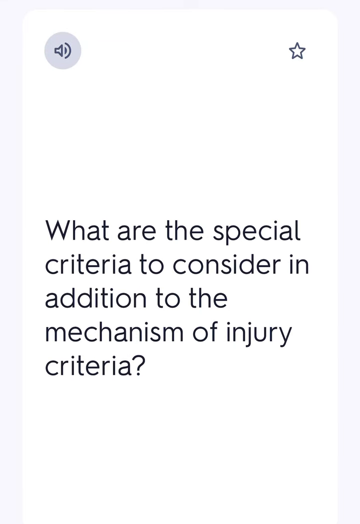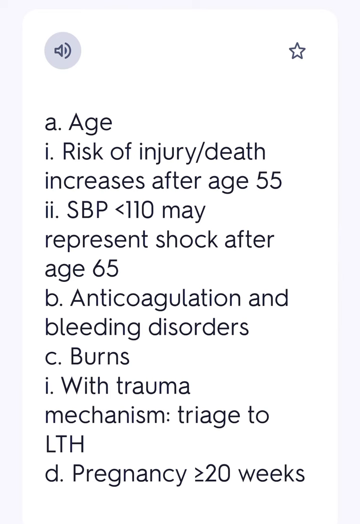What are the special criteria to consider in addition to the mechanism of injury criteria? A. Age. I. Risk of injury/death increases after age 55. II. SBP less than 110 may represent shock after age 65. B. Anticoagulation and bleeding disorders. C. Burns. I. With trauma mechanism, triage to LTHD. D. Pregnancy greater than or equal to 20 weeks.